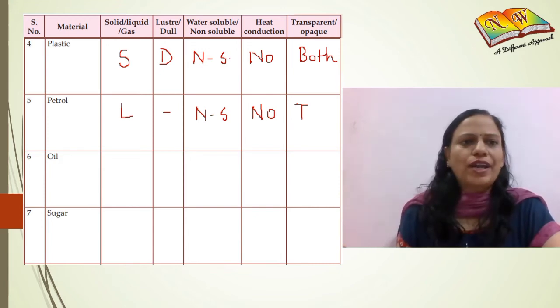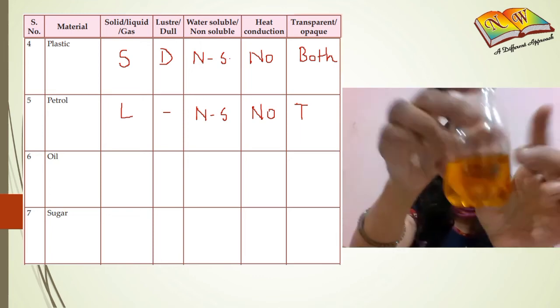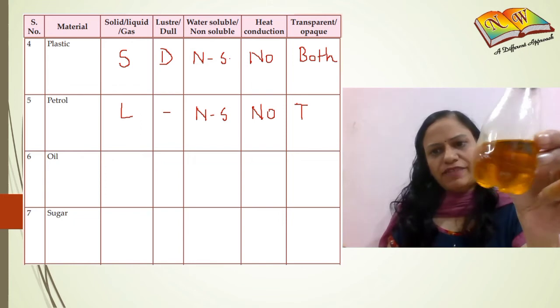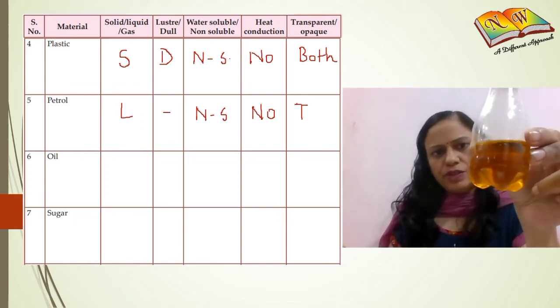Next is oil. So this is a sample of oil that I have with me. This is mustard oil. What is the physical state? You can see it flowing. If I tilt the bottle, it flows. So it is a liquid.